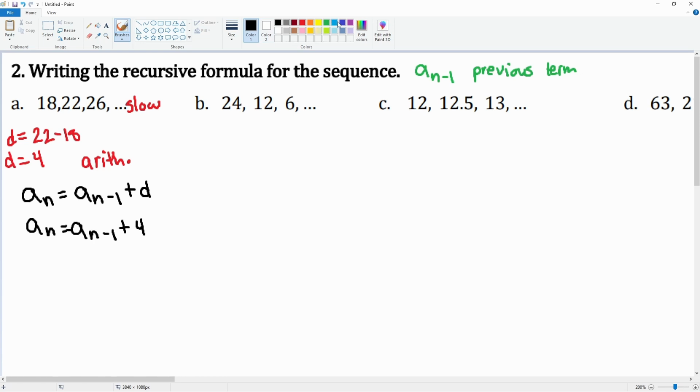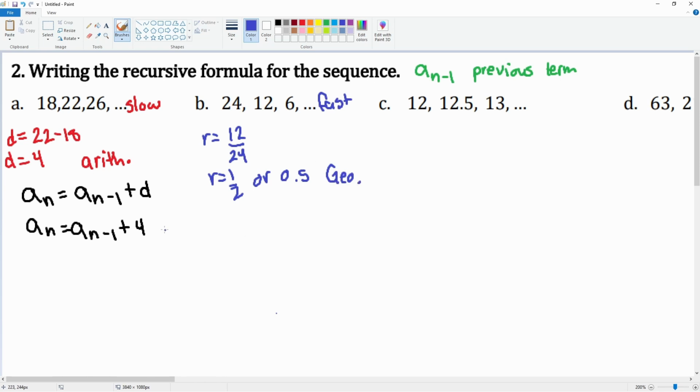B, this looks like it is going pretty slow here. No, it's actually going pretty fast. All right, so we have to find the common ratio because we think it is going pretty fast. So we think it's a geometric. 12 divided by 24, this does get you 1/2 or 0.5, however you want to think about it.